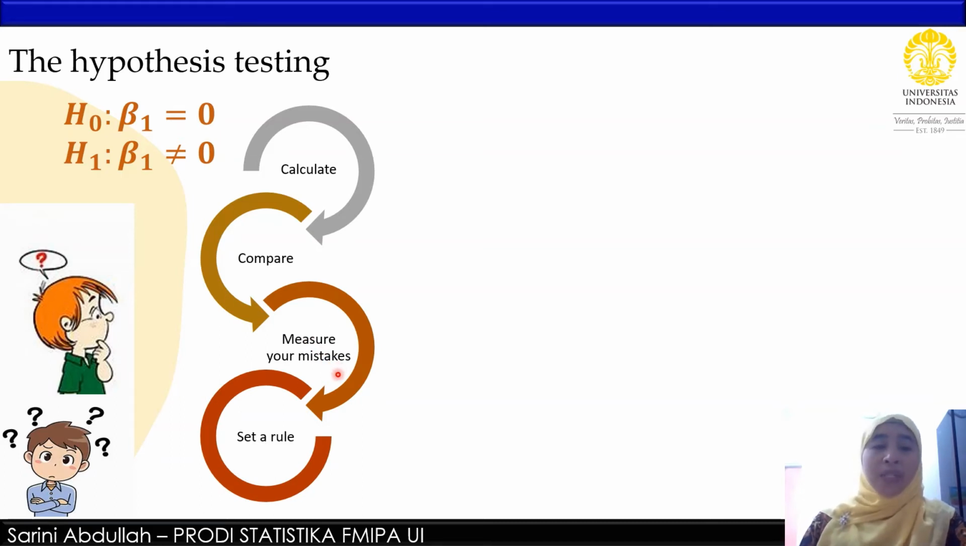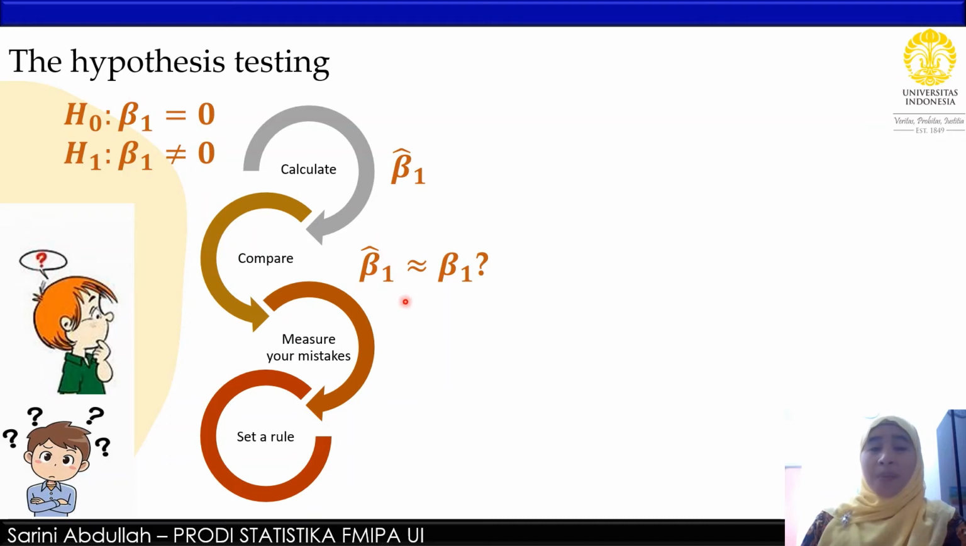So then you need to set a rule. So what is it that we need to calculate? Now you ask yourself, what is it that you are testing? Here we are testing the beta 1, whether it is 0 or not. So it means that you collect your sample data, and you do your calculation on that beta 1 based on your sample data. And that's how you get that beta 1 cap. This is the one that you get from your data. This is the one that you want to check.